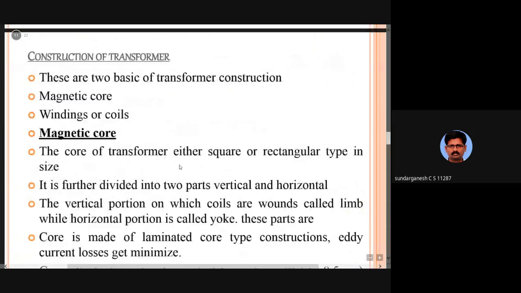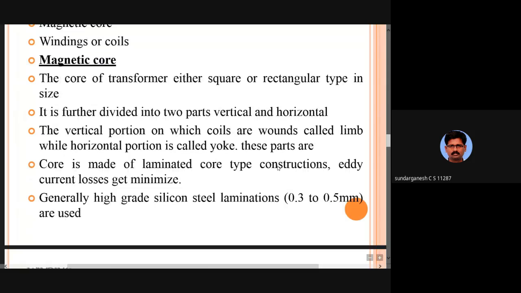This core is either square type or rectangular type. So it can be made in the form of a square or a rectangle in size. It is further divided into two parts, vertical and horizontal. The vertical portion on which the coils are wound is called the limb, while the horizontal portion we are calling the yoke. So after producing the square or rectangular shape, we are dividing it into two parts: one is the limb, the other is the yoke.